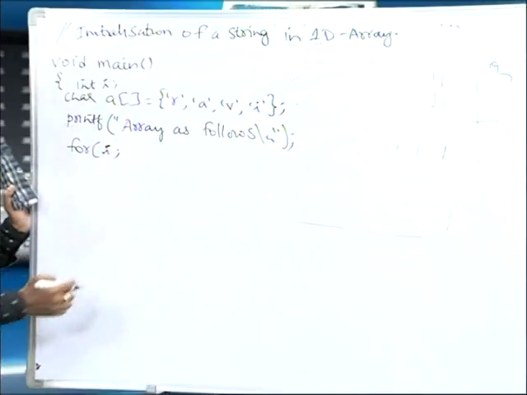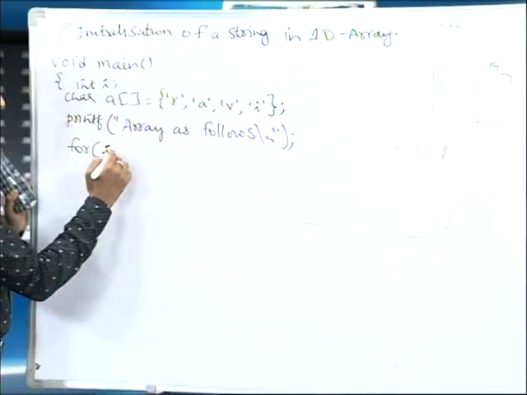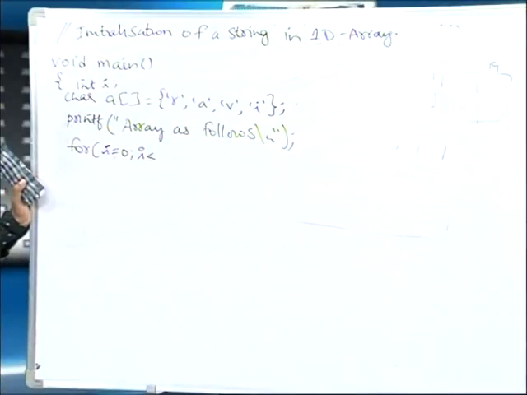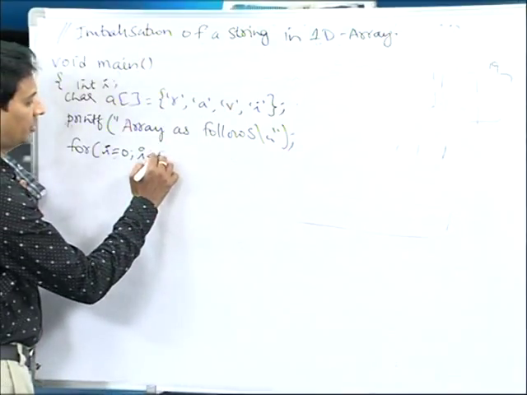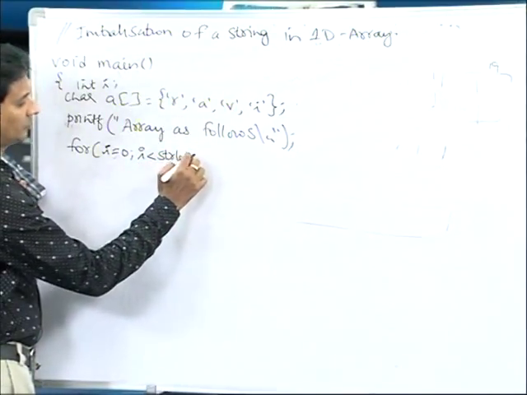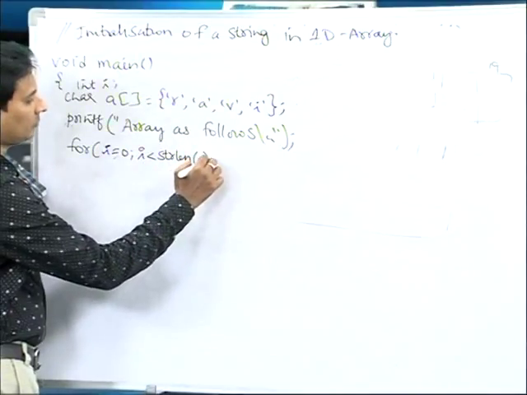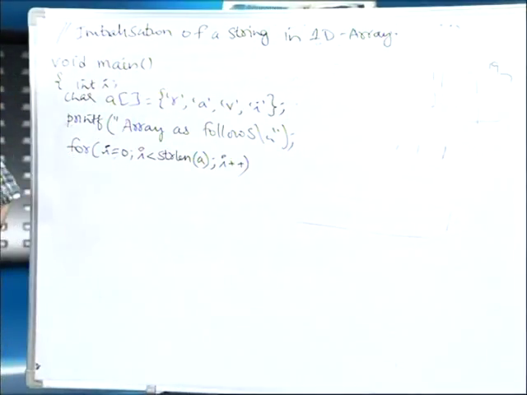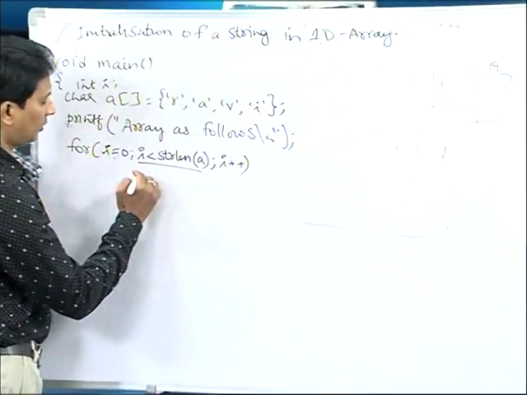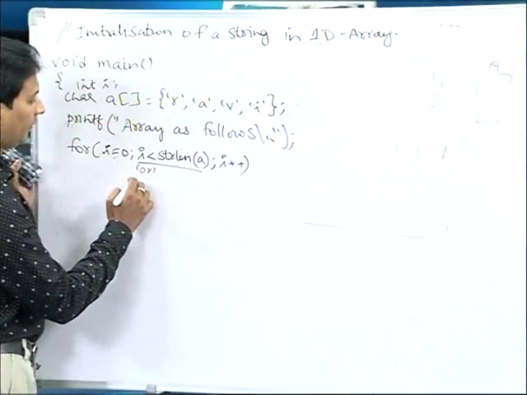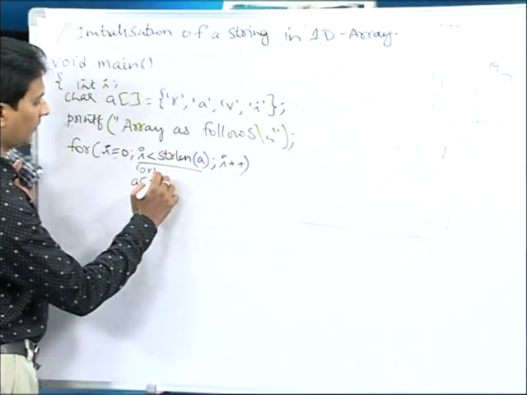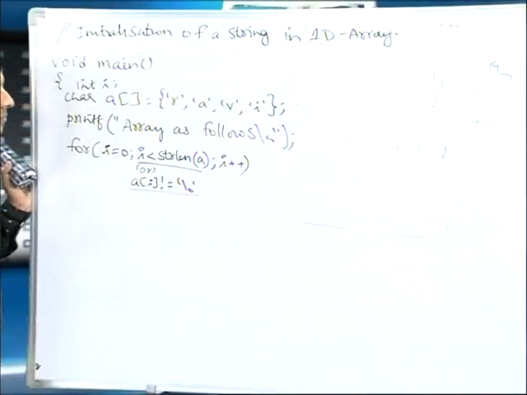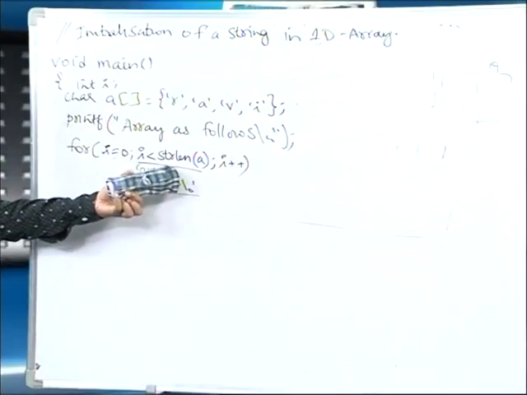I equal to 0, first index value is 0, I less than string length strlen of a, I++. This is one way, or else you can write a of I is not equal to \0. This is also okay. But this time I want to write it like this.